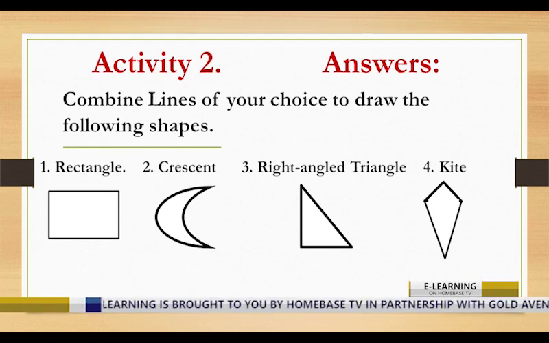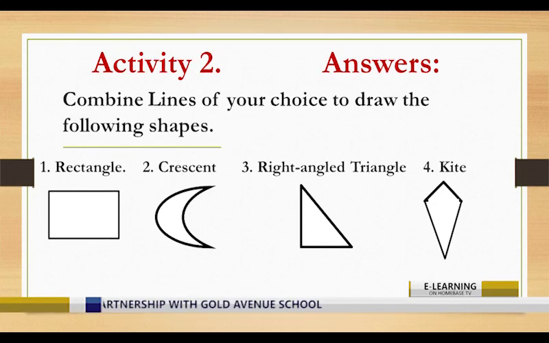We also have a crescent. Which lines did you combine? I think you are right. 2 curved lines. 2 curved lines to give us the shape of a crescent.